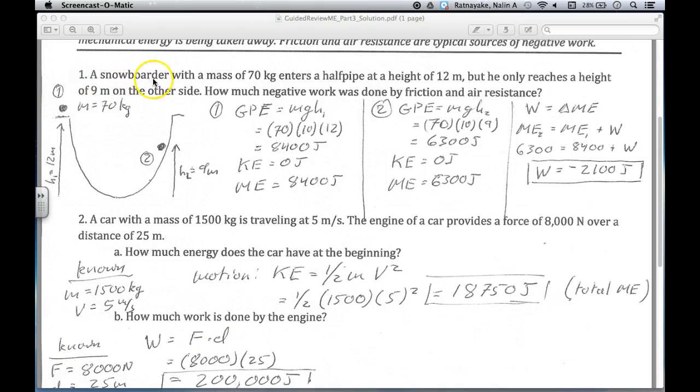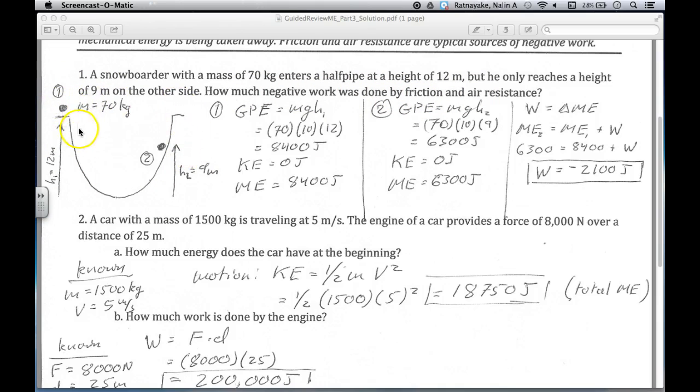So question number 1 was that a snowboarder with a mass of 70 kilograms enters a half pipe at a height of 12 meters, but he only reaches a height of 9 meters on the other side. How much negative work was done by friction and air resistance? So let's start over here on the left.